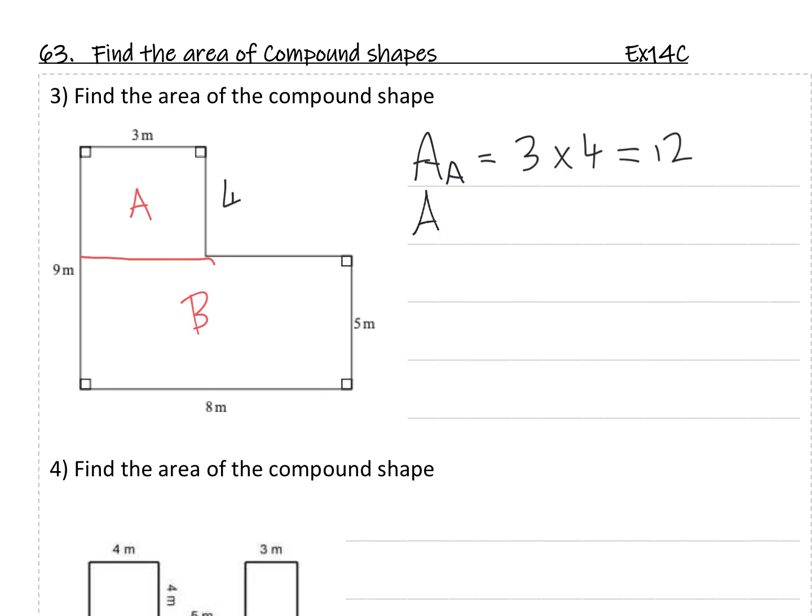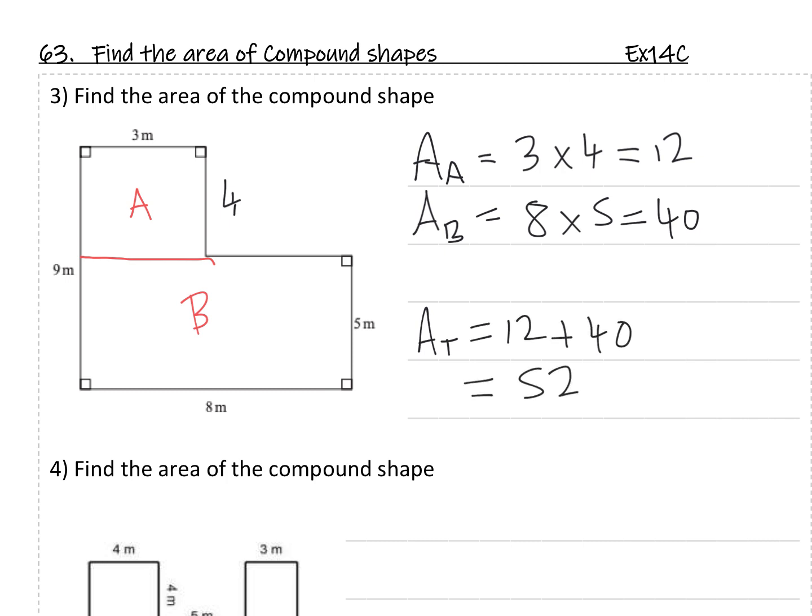The area of B, it is 8 by 5. So 8 times 5 gives 40. The total area then would be those two shapes added together. The 12 plus the 40, which gives 52. And the units, the question's in meters. It's an area, so it'll be meters squared.